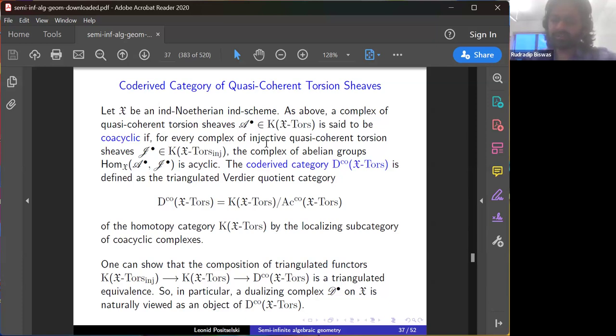Any other question? Yeah, sorry. So these are compactly generated triangulated categories, but probably not with a single compact generator. Right.